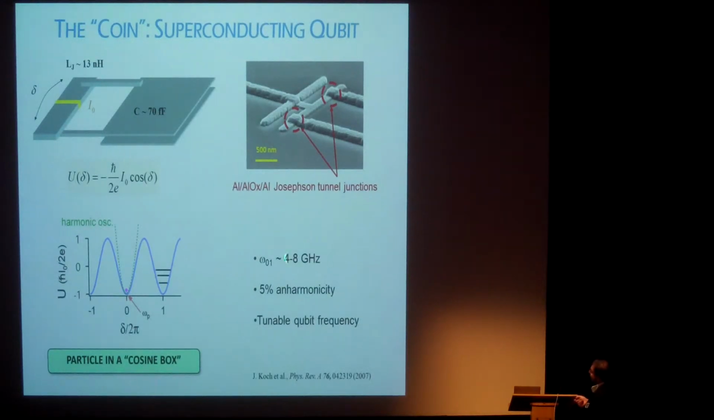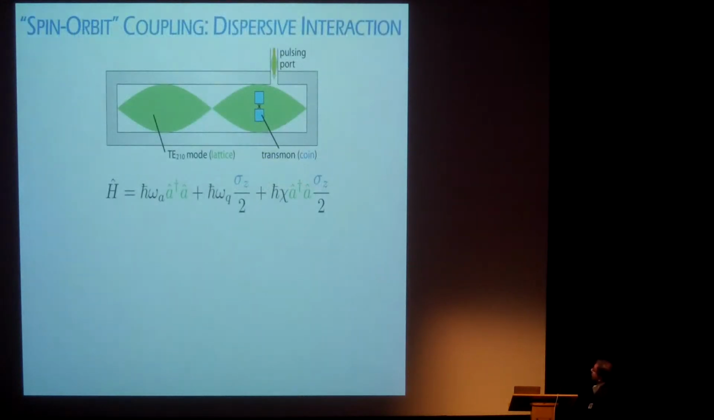The frequency of this artificial atom is typically between 4 and 8 gigahertz. The anharmonicity of this system is weak. 5% is typically what you have from level to level, but in fact, it is tunable, as our previous speaker mentioned. That's the qubit, that's the picture of it. So now how do we build in the spin-orbit coupling into this particular system?